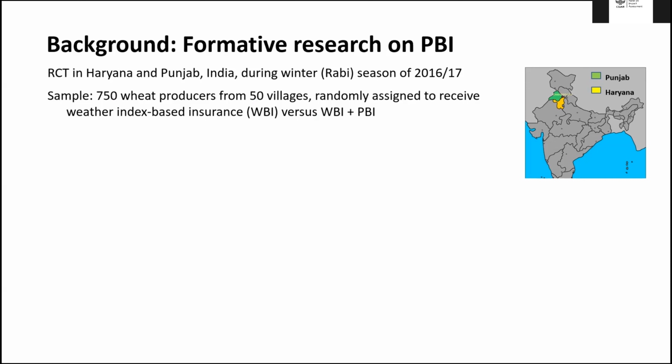These 750 wheat producers in 50 villages were randomly assigned to either receive weather index-based insurance in return for sending in images of their fields, or weather index-based insurance and picture-based insurance. So we have here as a control farmers who are receiving weather index-based insurance as the status quo, versus those who are receiving picture-based insurance as an add-on, and thereby having more complete cover.